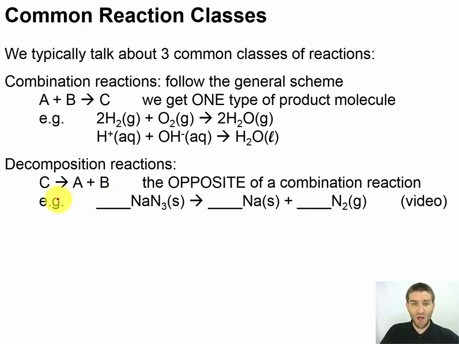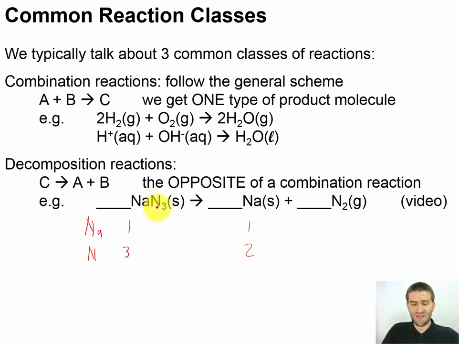Okay, let's see how you did. Okay, we had sodium azide. Here's how I like to keep track of these things. I like to make a little table right here. I currently have one sodium. I have three nitrogens. On the other side, I've got one sodium, and I've got two nitrogens.